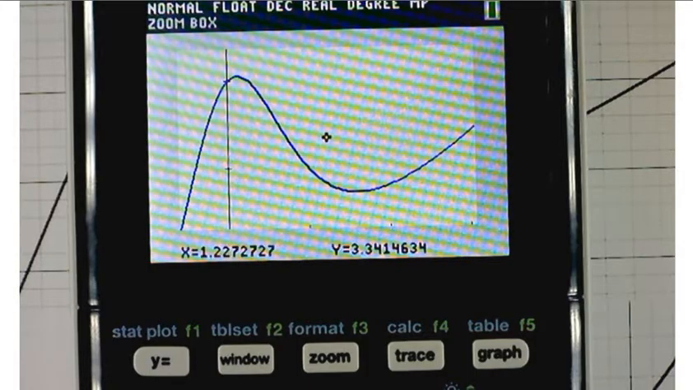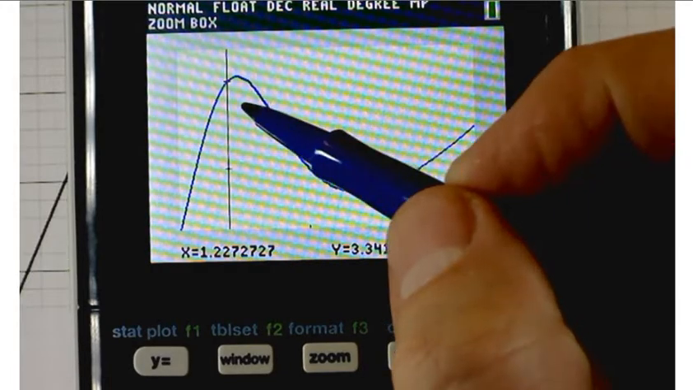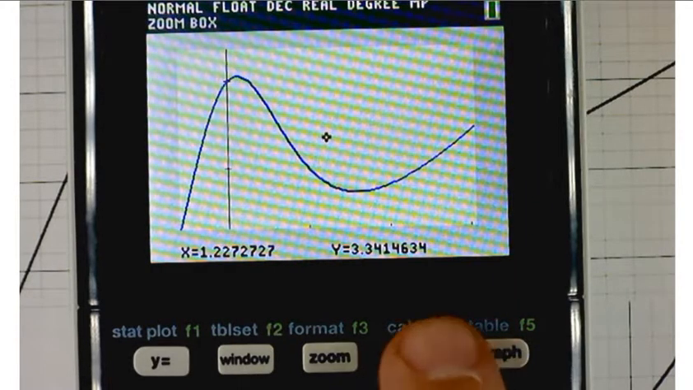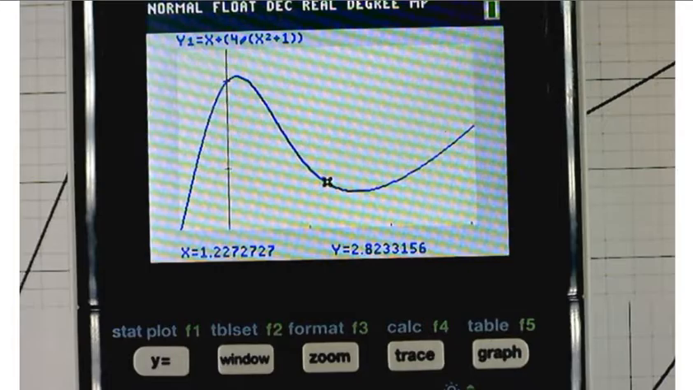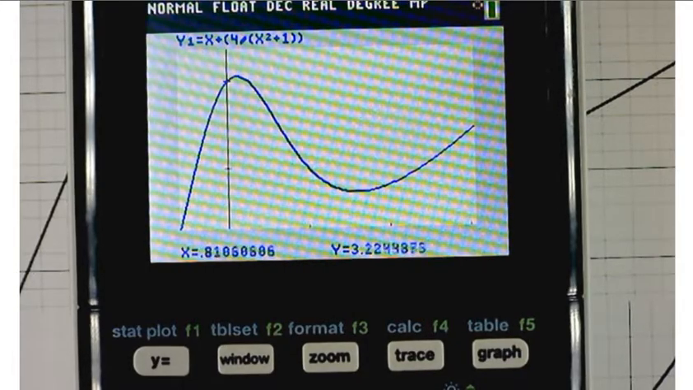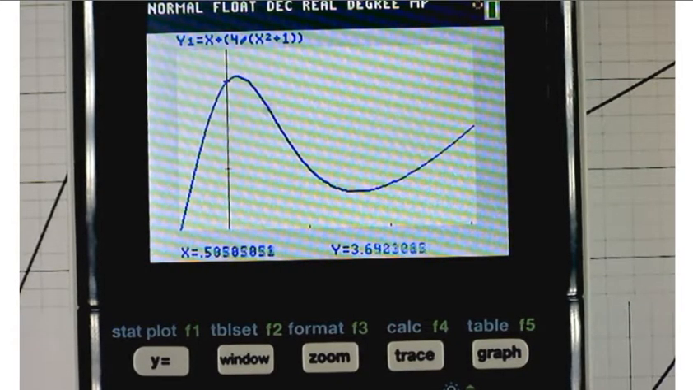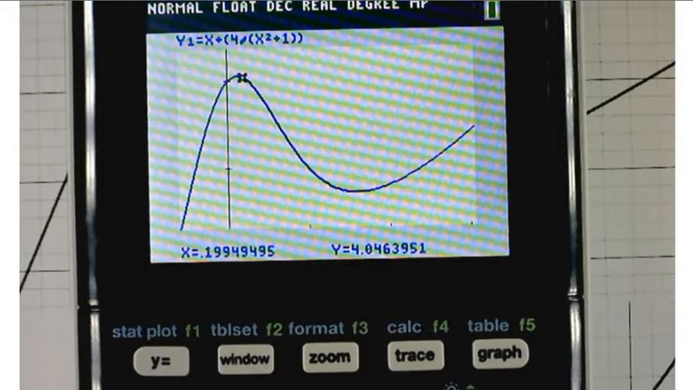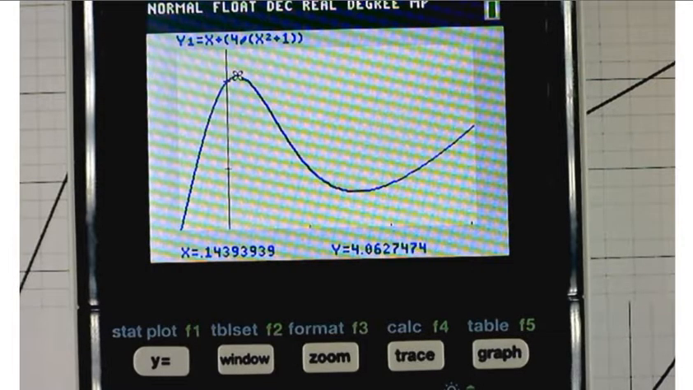Okay, so let's cursor over here. Hit the trace key, and then move over. What kind of a point am I getting at near here? That relative max. You can actually find the exact value of that relative max with the calc key.